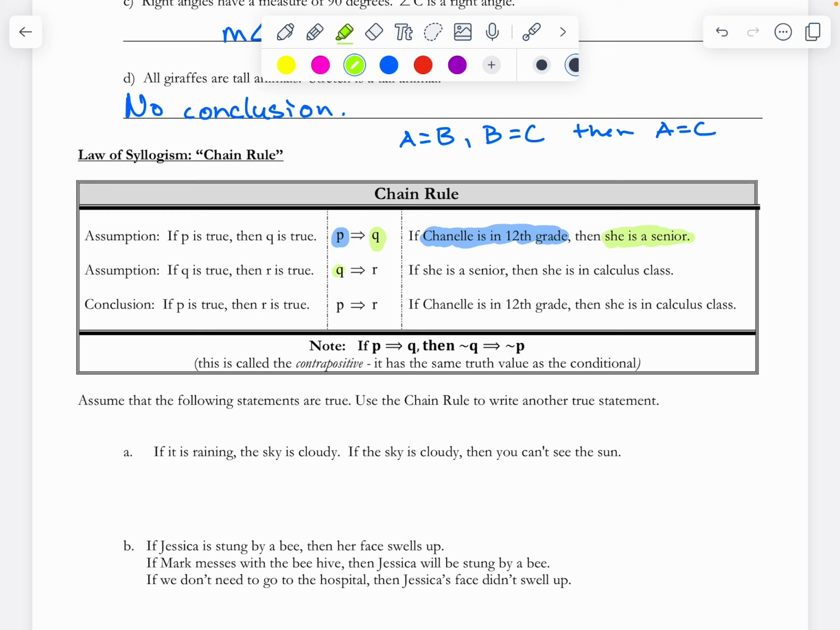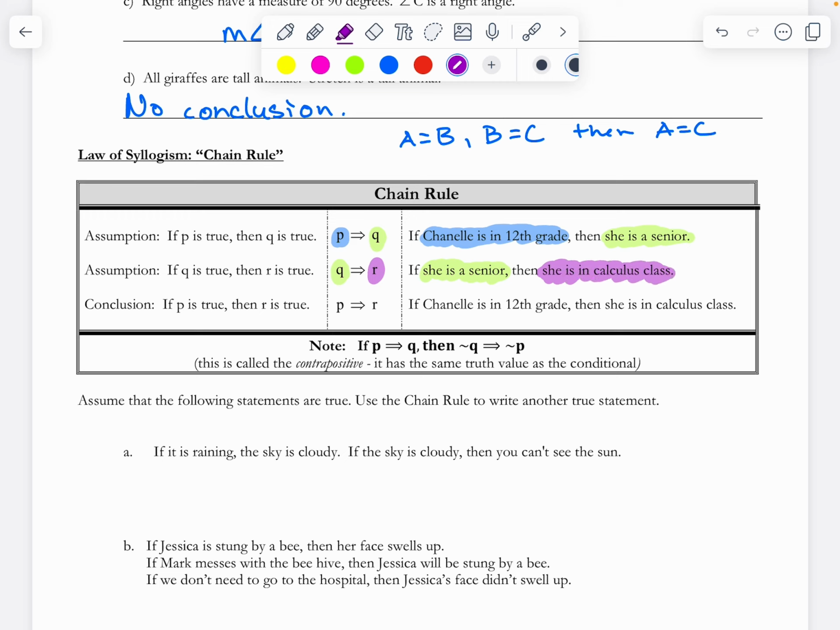In this second one, we have if Q is true, then R is true. So if Q, then R. So here, notice that we had the senior thing again. So if she is a senior, that's my Q, then she is in calculus class.